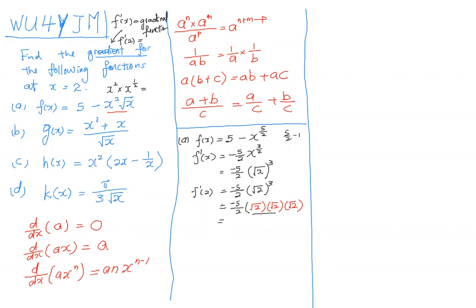√2 times √2, what is the answer? It's 2. So negative 5/2, 2 times √2, correct? So the 2 and the 2 here cancel. So the answer is negative 5/2. Are you okay?